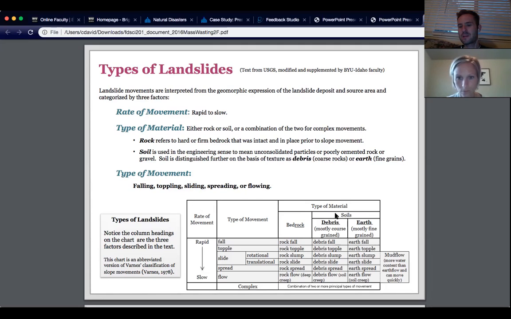And then the more important one after these is the soil. So you've got debris and earth. Debris flows or debris falls are mostly coarse-grained materials, whereas earth flows are the fine-grained. So think of sand versus clay or mud. Okay.